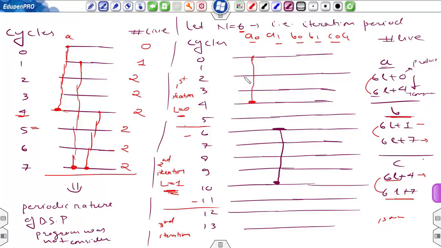So this is the lifetime of A0 and A1. Coming to B, B0 is produced during the first cycle and consumed at the 7th for L equal to 0. This is 1 to 7.